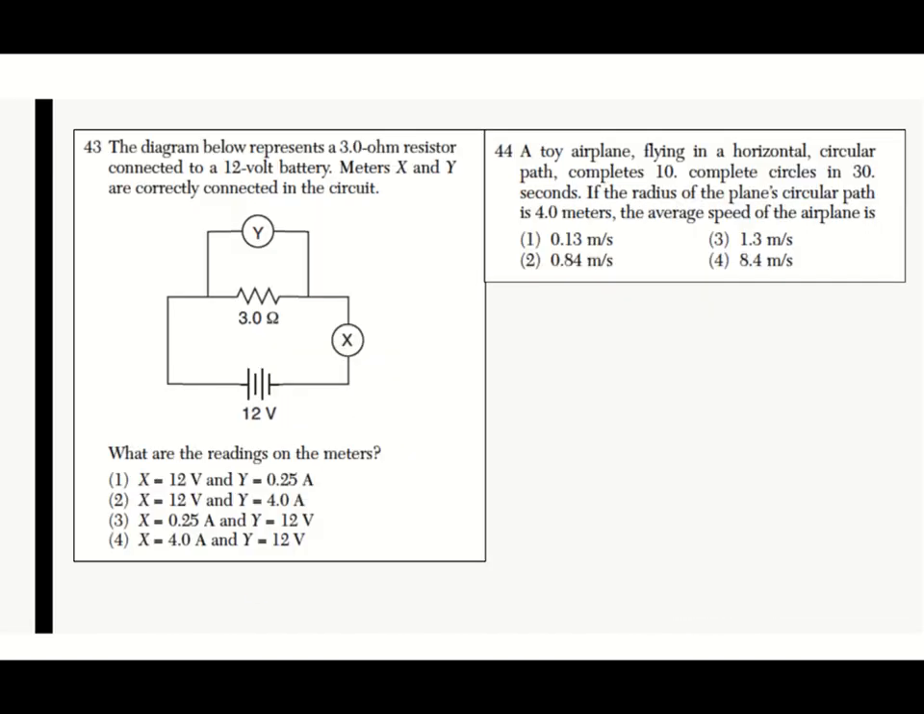Number 43, the diagram below represents a 3 ohm resistor connected to a 12 volt battery. Meters X and Y are correctly connected in the circuit. What are the readings on the meters? Alright, so we have here a battery connected in series with just a lone resistor of 3 ohms. Since there are no other resistors to share this voltage, the meter Y, since it's also connected in parallel, is going to be measuring as a voltmeter. So the meter Y is going to have a measurement in volts. Voltmeter because it's connected in parallel.